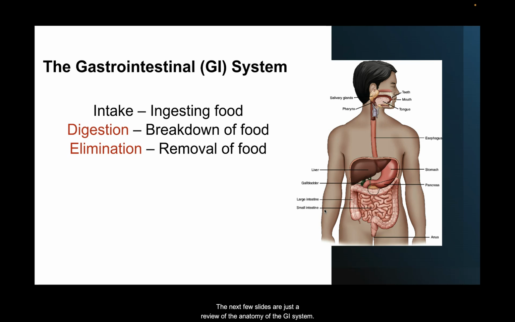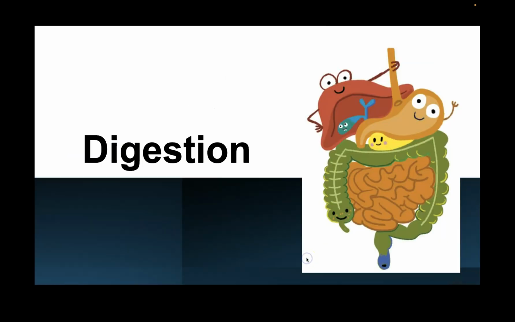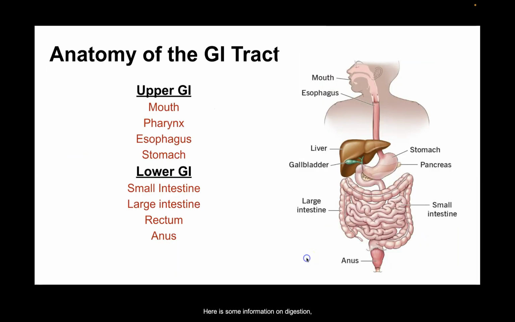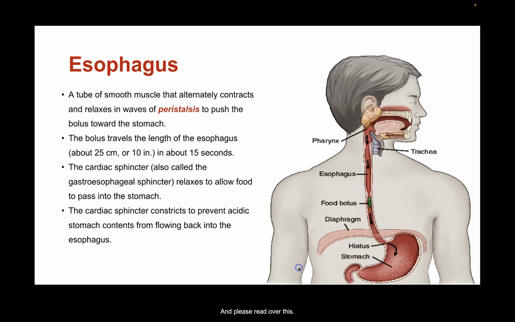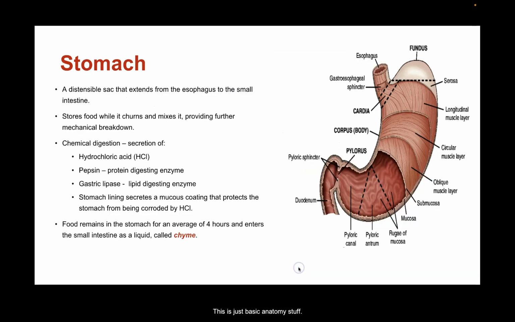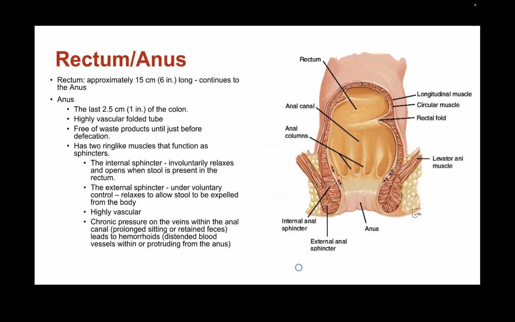The next few slides are just a review of the anatomy of the GI system. Please read over this. There are some important terms that I've highlighted in red. Here is some information on digestion, the parts of the body that are involved in digestion in the GI tract. And please read over this. This is just basic anatomy stuff.